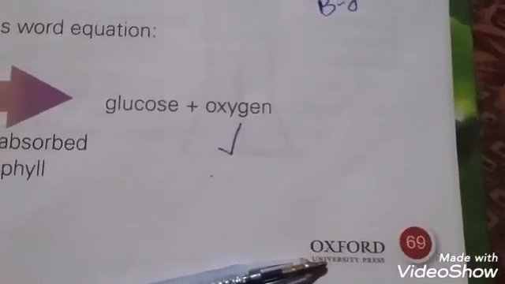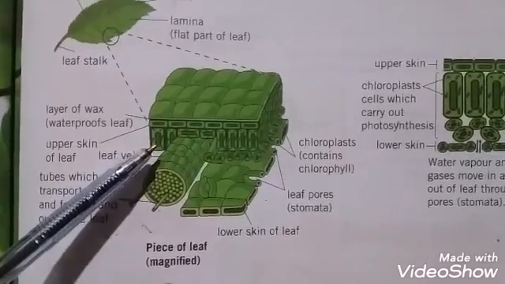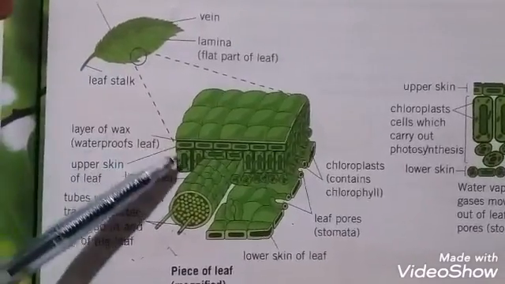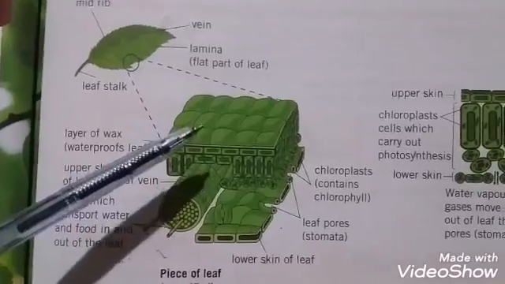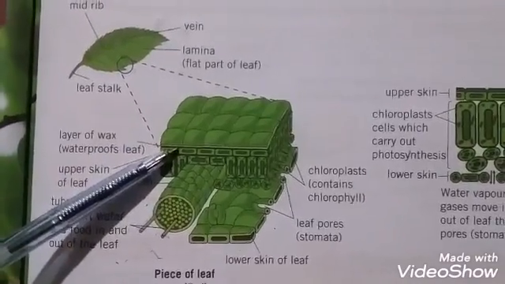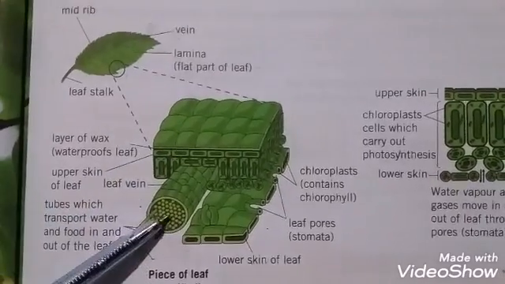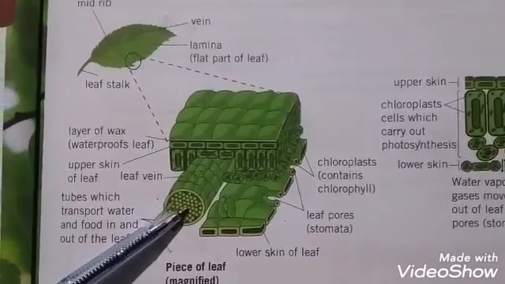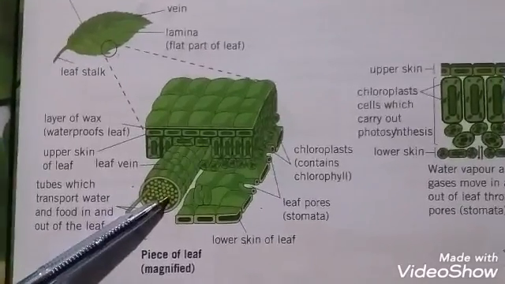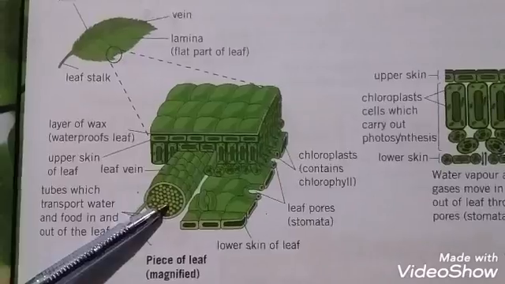Now page number 69. This is the internal structure of a leaf. This is the lamella. This is the upper skin. These are chlorophyll cells which carry out photosynthesis, and these are tubes, veins, xylem and phloem. Students, please draw this diagram in your notebooks for practice.